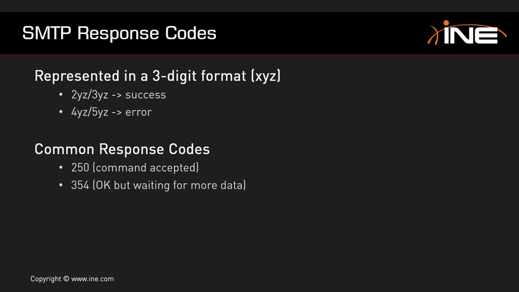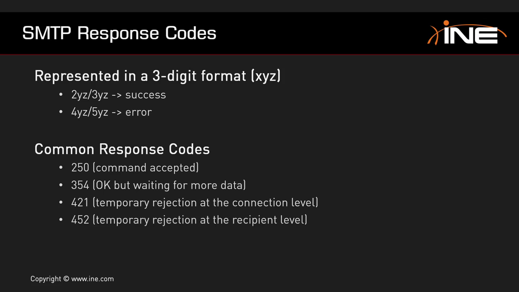354 is an example of a successful command. In this case, the server is waiting for some additional data. This is another one you would normally want to see during a conversation. With 421 and 452, we have a problem at the connection or recipient level. The connection level is all about the IP address of the connecting SMTP server, like maybe when it has sent too many messages. The recipient level is an individual email account, like we got too many messages to a single user.